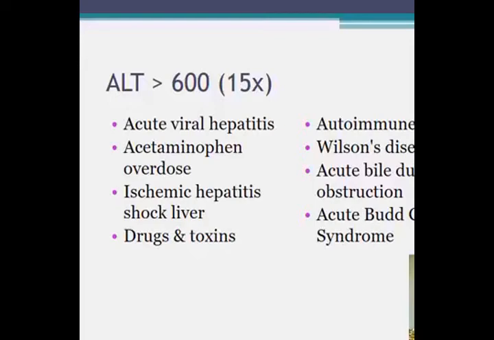Drugs such as anti-tuberculous drugs can give rise to elevated transaminases. Autoimmune hepatitis must not be forgotten while you are interpreting the liver function test of your patient, because sometimes they present with abnormal liver function tests and may not be manifesting the disease. Wilson's disease, similarly acute bile duct obstruction, and hepatic vein thrombosis, all of them can lead to liver damage, and these patients will present with elevated ALT levels.